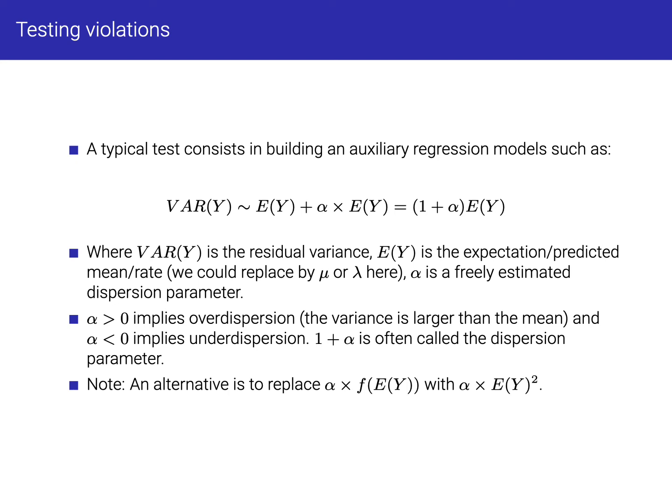It's interesting to use this formula, because it gives us essentially a test of overdispersion or underdispersion. If alpha is larger than 0, we have overdispersion. The variance is larger than the mean. If alpha is lower than 0, we have underdispersion. And by the way, 1 plus alpha is often called the dispersion parameter. There's an alternative for testing this. We can also use the same formula, but instead of using alpha times the expectation of y, sometimes we square the expectation of y.